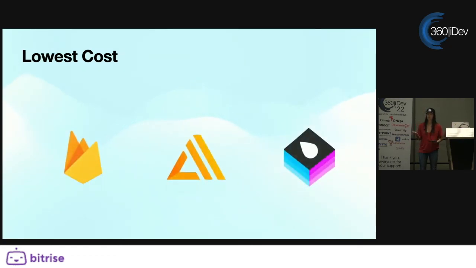And then we have lowest cost. As indie devs, I want to try to do everything for free. That's usually the easiest to get started. So really, you can go with any of them. Heroku now costs money, but they have a bunch of other options for deployment, like DigitalOcean, Nginx, Supervisor, Docker, a bunch of other ways to deploy.